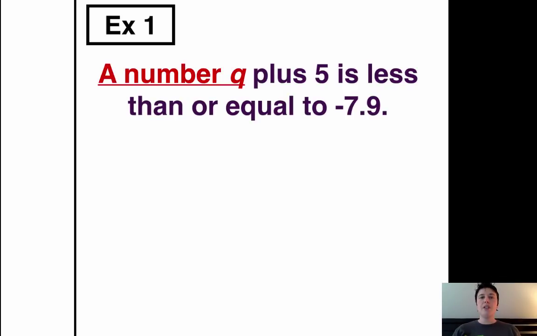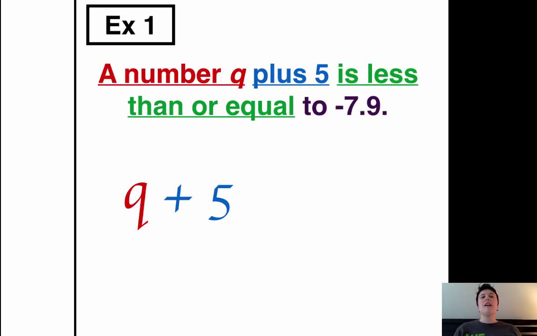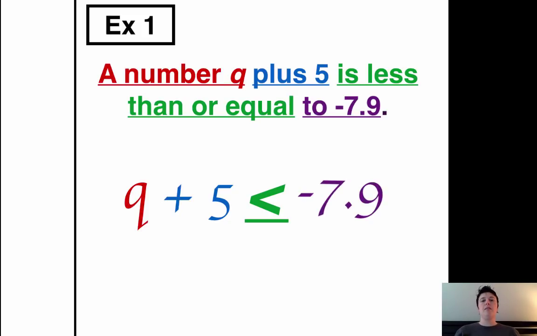So a number q, okay, I don't know what q is, but I'm going to write that down, q, plus 5. Oh, well, that means I have to add 5, plus 5, is less than or equal, okay, so use the right symbol, less than or equal to has the line underneath, to negative 7.9. Oh, okay, so negative 7.9, there's my math sentence. Later on, we'll solve it, but for now, I'm just translating.